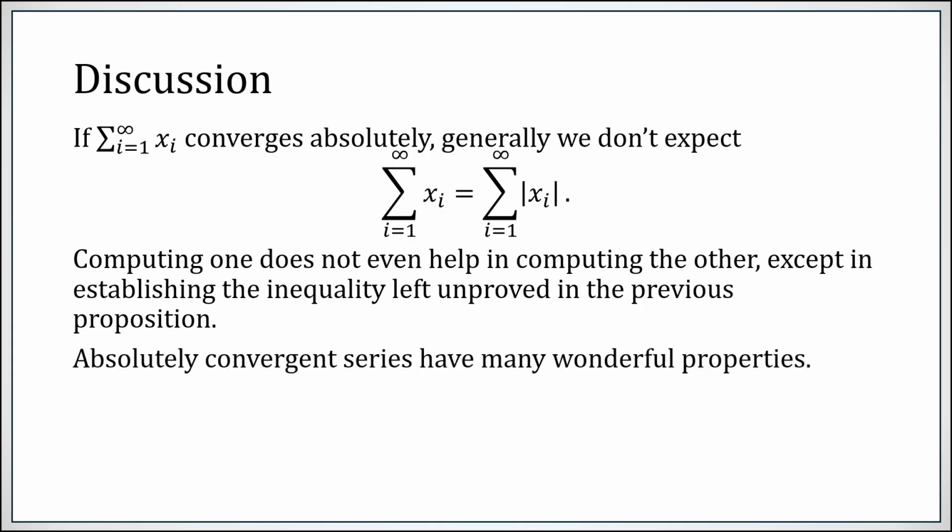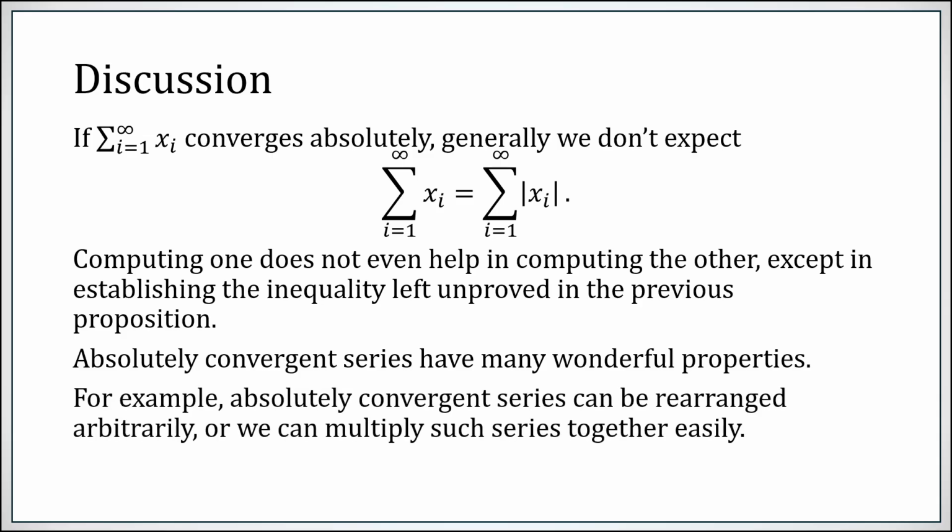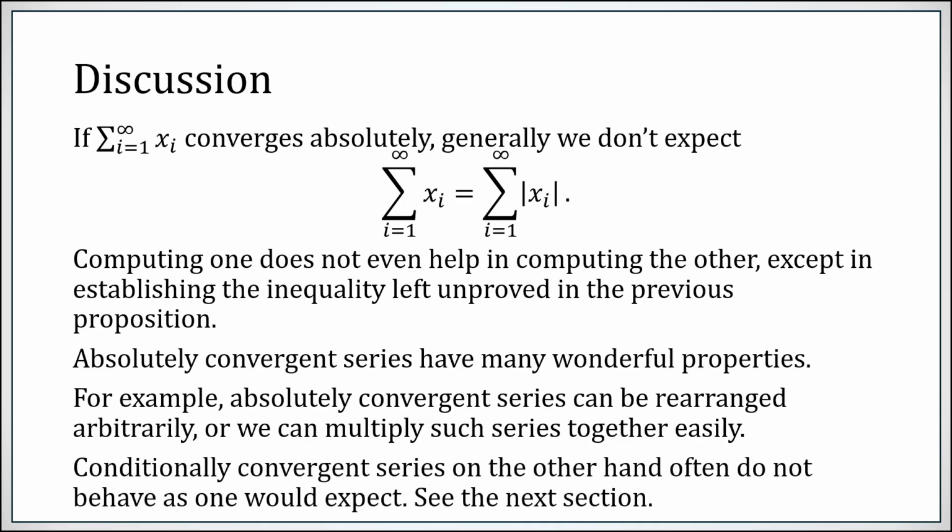Absolutely convergent series, however, do have a lot of nice properties. For example, you can rearrange them arbitrarily or multiply them together quite easily. Conditionally convergent series, in contrast, those series that converge but do not converge absolutely, do not behave as one would expect very often. So let's take a look at the next section.